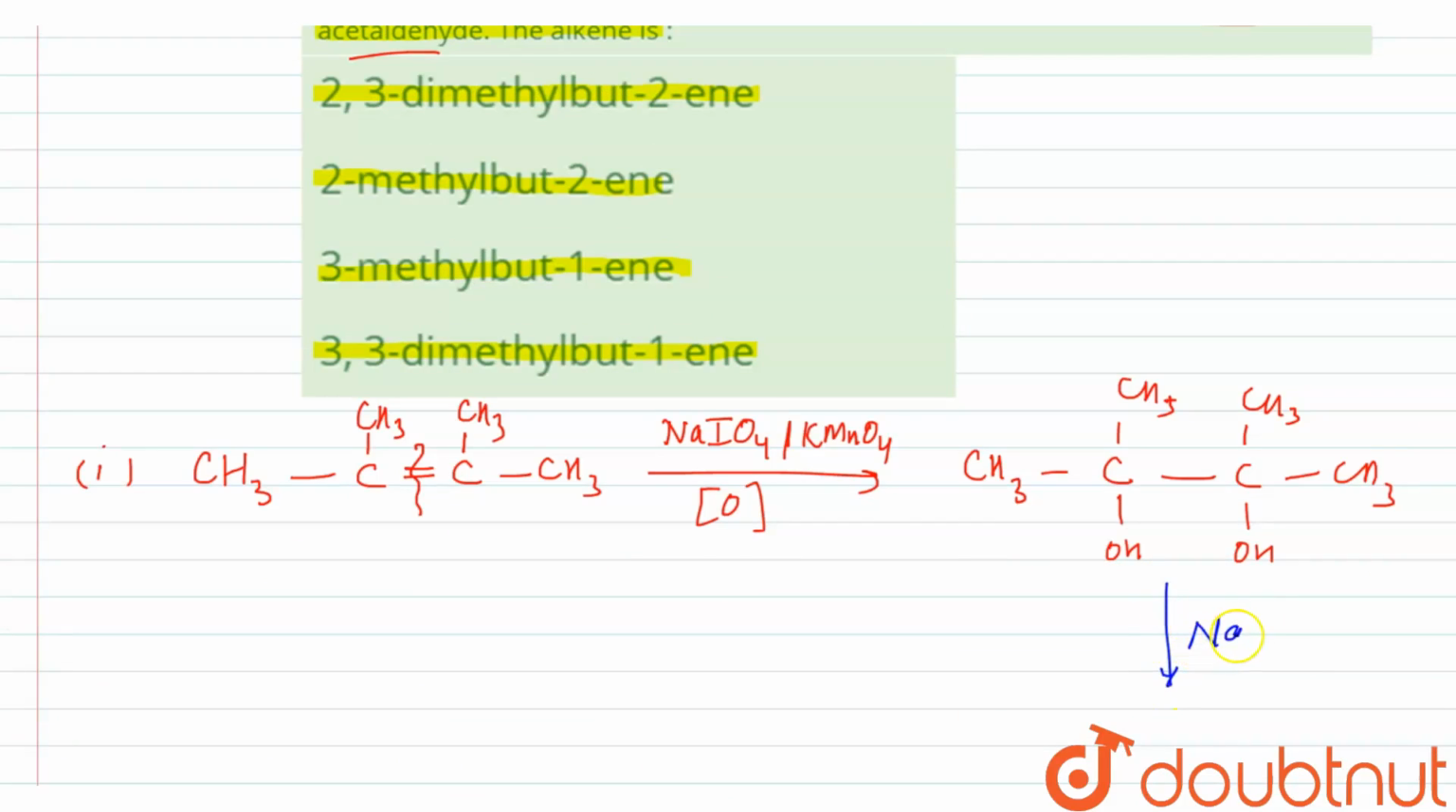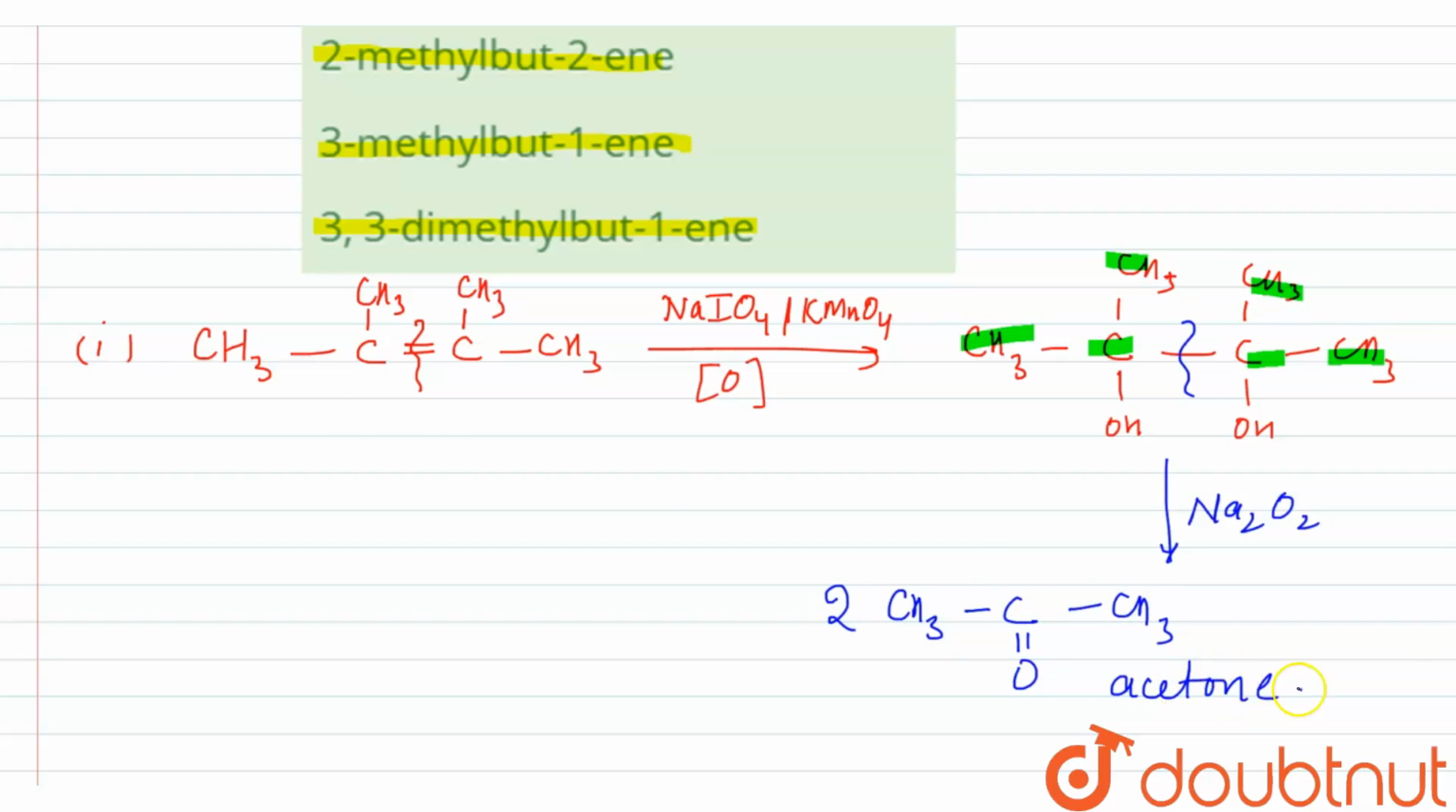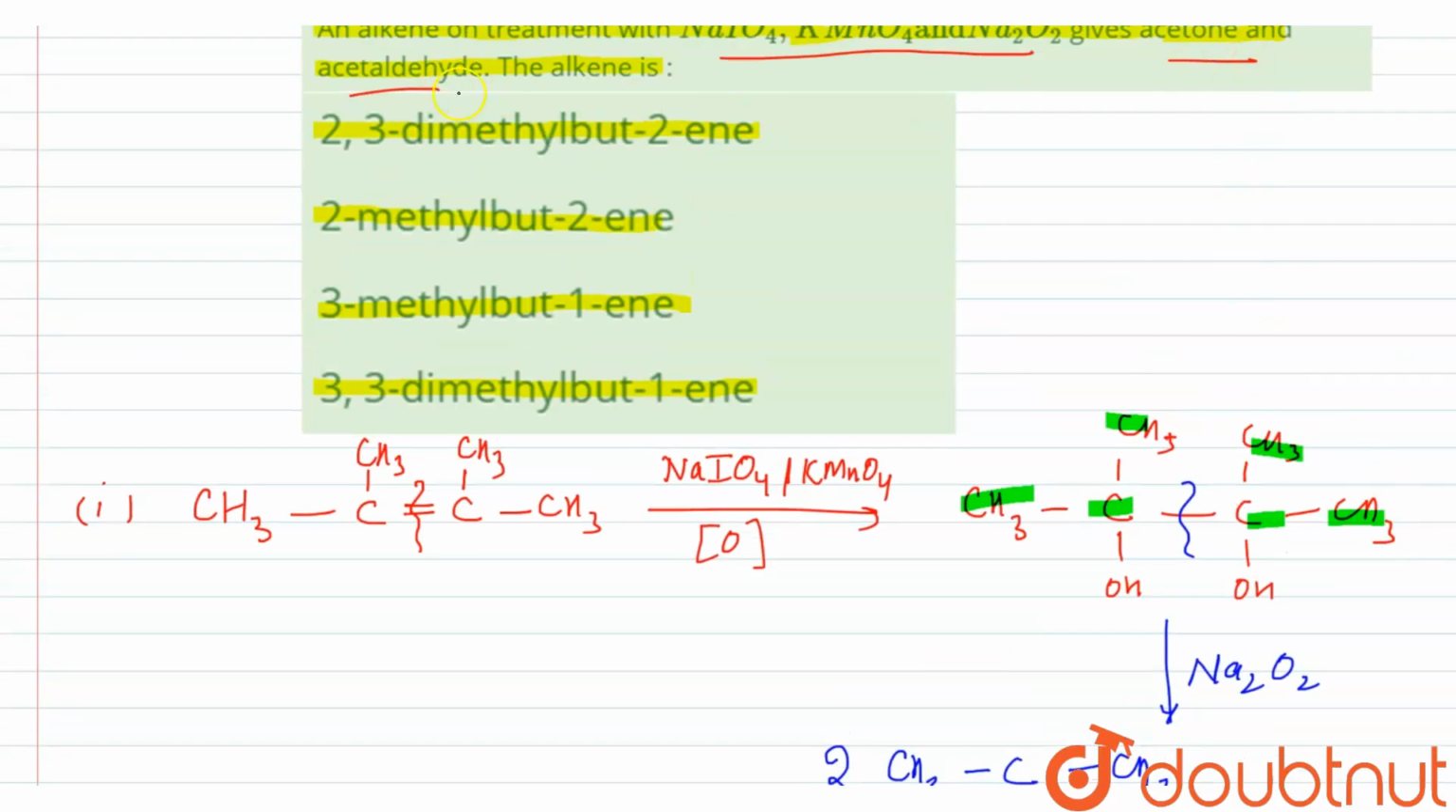So if it undergoes the reaction with Na2O2, this bond will be broken from here, and the compound will be CH3. Here we can see that this has 3 carbon atoms, and again here also 3 carbon atoms are present. So the compound formed will be 2 molecules of CH3, C double bond O, CH3, which is acetone. But the question asked is acetone and acetaldehyde, so the first compound cannot be the answer.